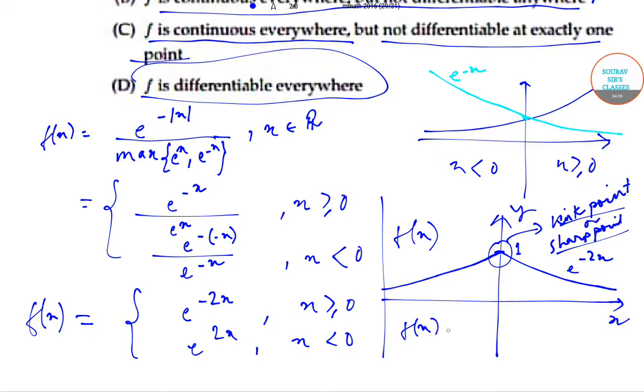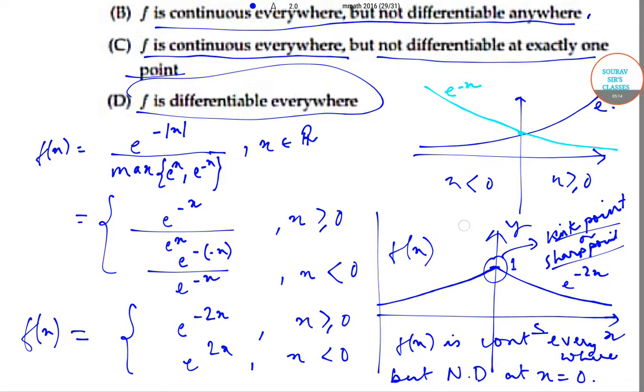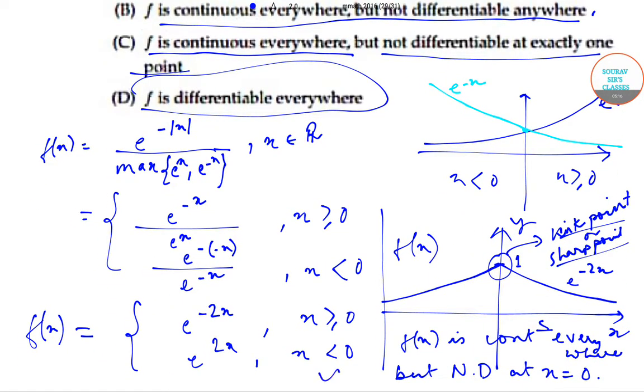So the statement that we'll be looking for is that f(x) is continuous everywhere but not differentiable at x equal to 0, and this satisfies option C. It is not differentiable at exactly one point, which is the point x equal to 0. So option C is the correct option.